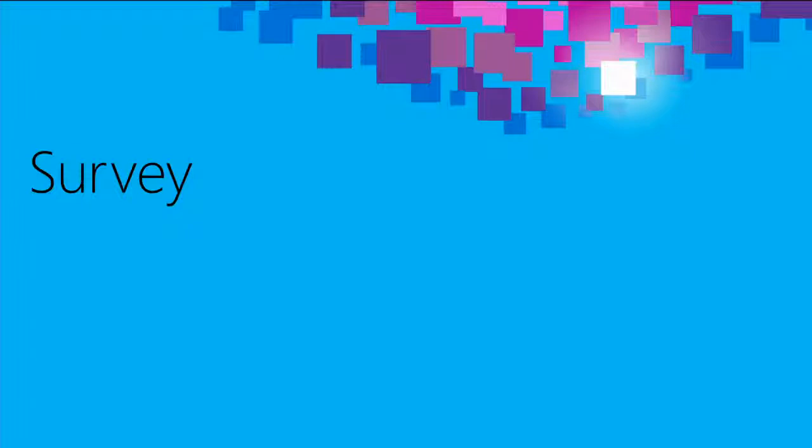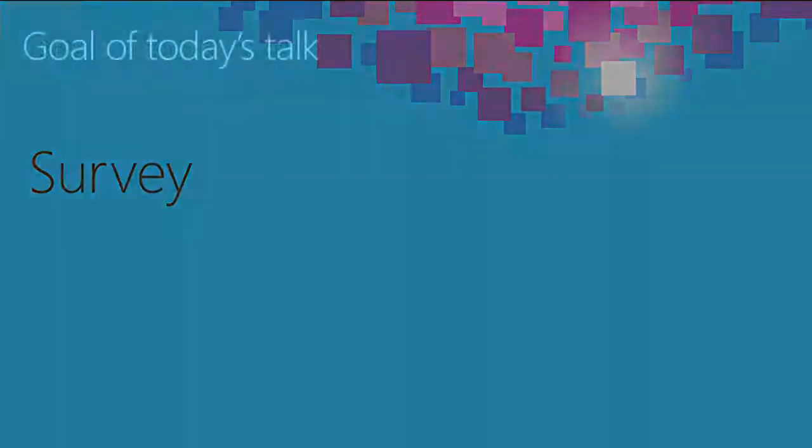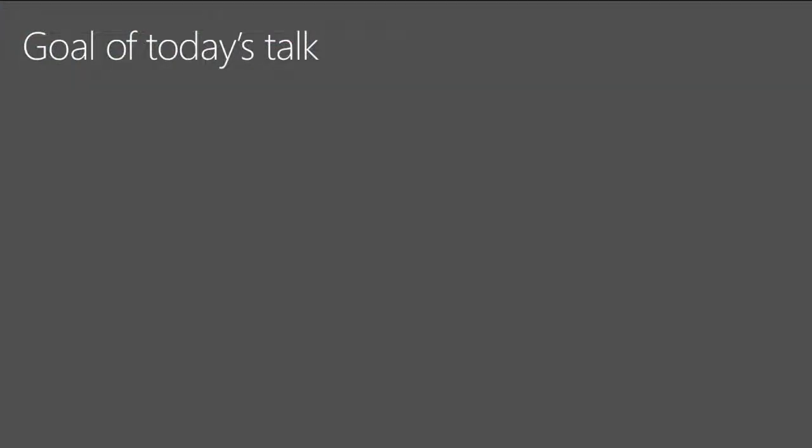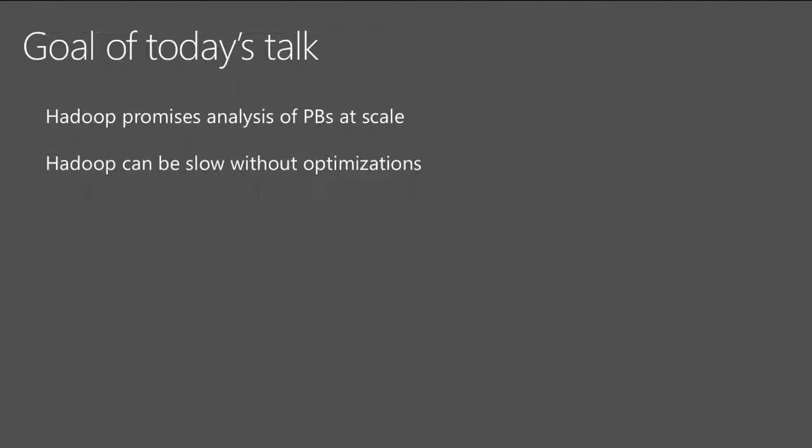So yeah. So here's what we're going to talk about. Let's start with the goal of today's talk. Why are we here, and what are we going to talk about? I think you all have come to attend this talk to hear about Hadoop, which promises analysis of big data, right? Terabytes and petabytes at scale. However, if you have used Hadoop, you do also realize that without optimizations, Hadoop can be quite slow. And so we're here to talk about how do you make Hadoop fast, right? And I really think optimized Hadoop can be quite fast.